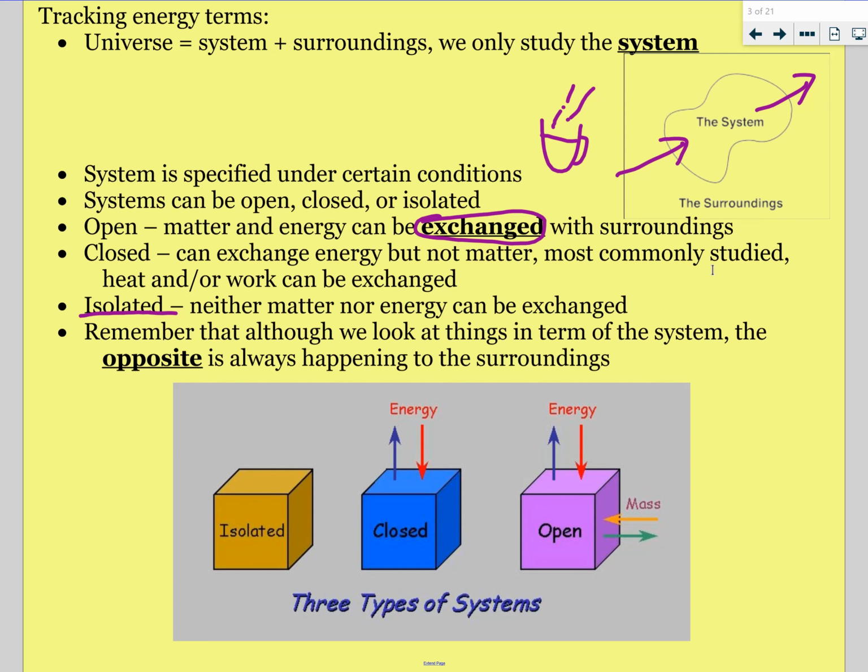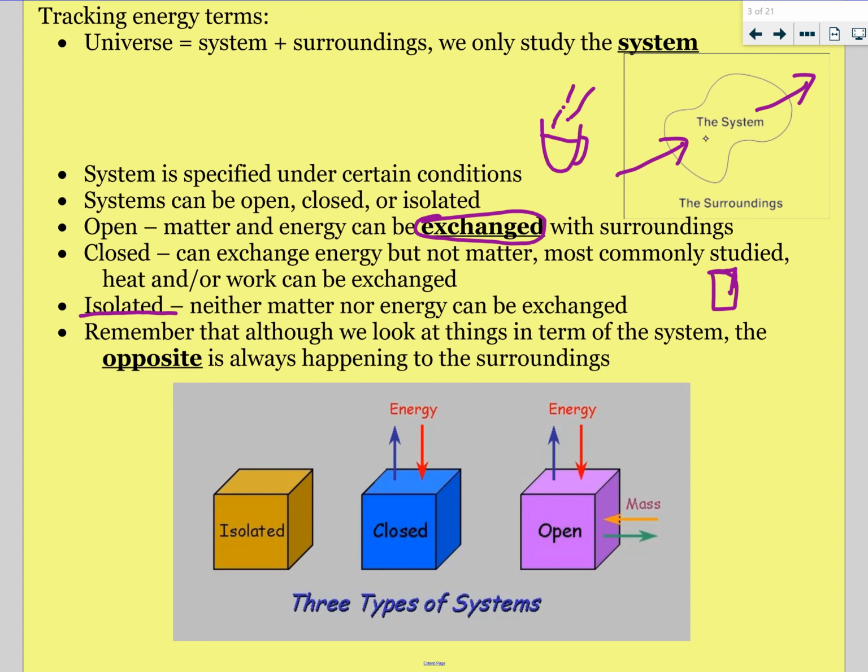You have a closed system, just like a coffee mug with a lid on it, but it's not very well insulated. This is where energy can come in and out, or you could maybe blow up a balloon and it gets larger or smaller by heating it up or cooling it down, but matter cannot come in and out. And you have an isolated system, in which neither matter nor energy can be exchanged. This is like a really good thermos with a lid on, and things just don't move in and out, nor does heat.